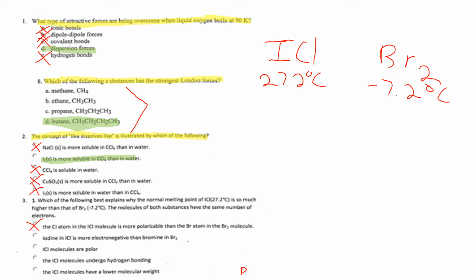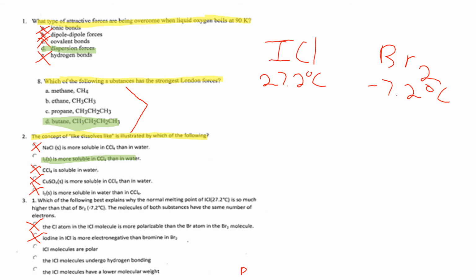Next statement says the iodine in ICl is more electronegative than bromine in Br2. So you look on a periodic table, which one is more electronegative, iodine or bromine? Well, bromine's more electronegative. So again, this is a statement that is not true, and it also doesn't fully explain why we have this difference in the melting point. So we can rule out that statement.